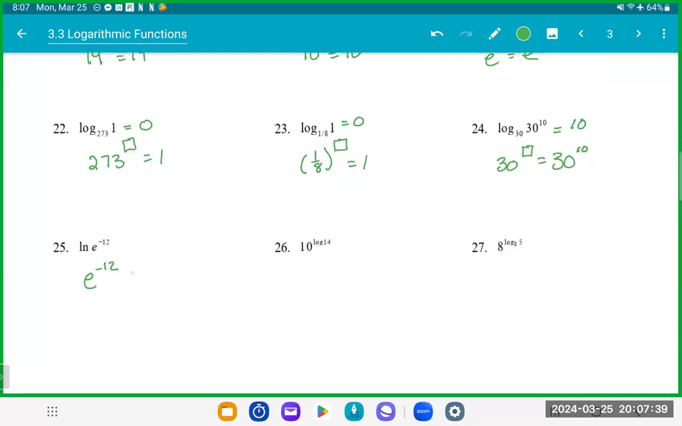Okay, so now we have e to the negative 12 is equal to e to the negative 12, right? So those end up being a little bit easier when they have the e involved.